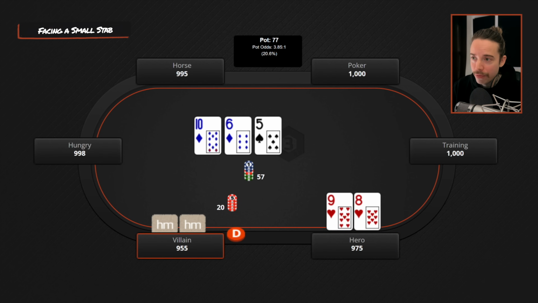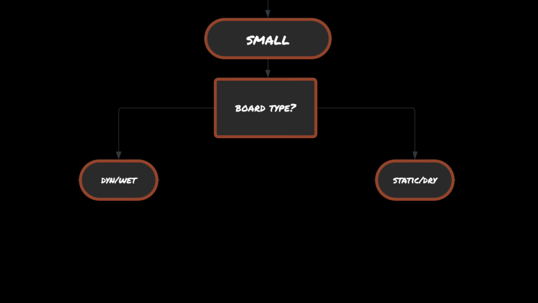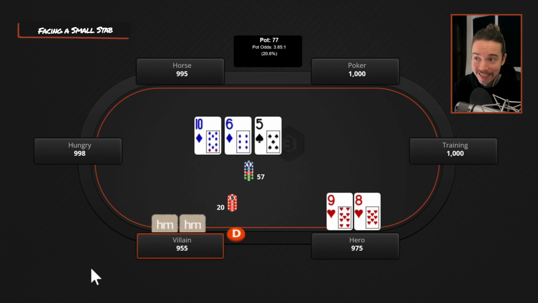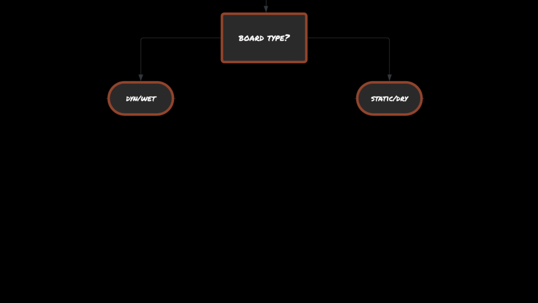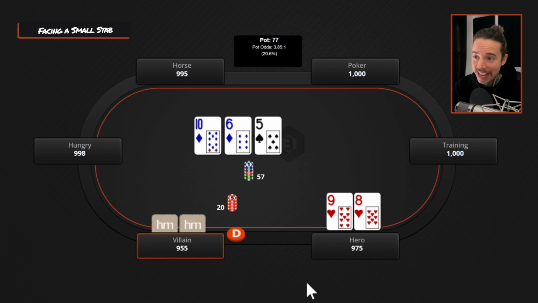And now our opponent stabs for 20 into 57. Back to our chart here. When they stab small, the next question I ask is, what is the board type? Going back to our board, 10-6-5 with a flush draw, this board is wet and it is dynamic. And you see here, when the board is wet and dynamic and our opponent stabs small, we are just putting in a ton of check raises. Our can play for stacks, our combo draws, our thick value, our high equity draws, and our low equity draws are all check raising here. So if we had a can play for stacks hand here, a hand like pocket 6s, we would be check raising. Well, Mark, why are we check raising when our opponent stabs small and they obviously have a weak range?